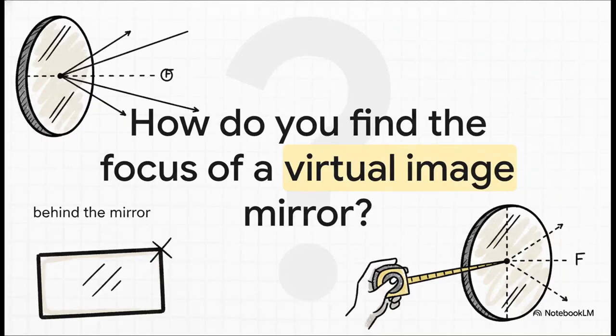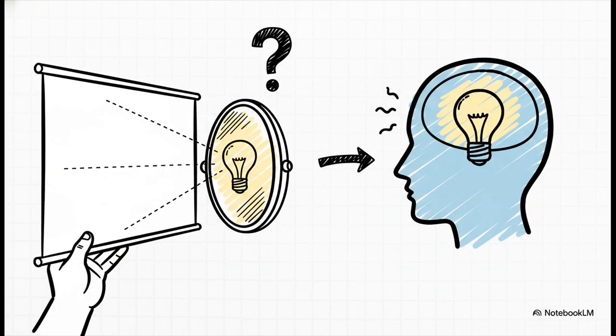Okay, so here's the core of the problem. A convex mirror, the kind that bulges out, creates what we call a virtual image. The image literally forms behind the mirror in a place where light rays don't actually go. It's like an illusion. You can't project it on a wall, so how on earth are you supposed to measure it? Right, and because you can't project it, you can't just stick a ruler there and get a number. That's the puzzle. But, and this is the really cool part, there is an incredibly clever workaround, and we are going to walk through it together step by step.